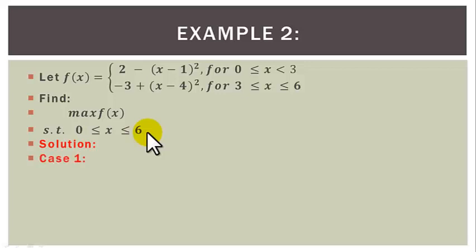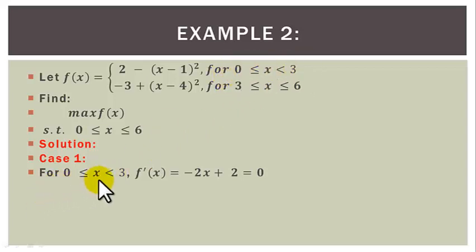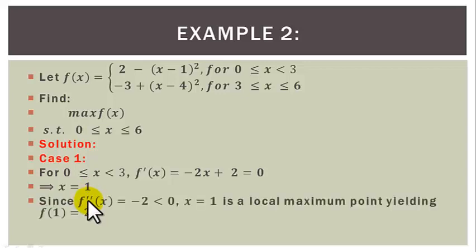Case 1. First, consider the interval from 0 to 3. For the interval 0 to 3, f prime of x is equal to minus 2x plus 2. That's differentiating this function with respect to x. That will give us minus 2x plus 2, and we set this equal to 0 to obtain x equals 1. So we now determine whether this point is a maximum, minimum, or neither.